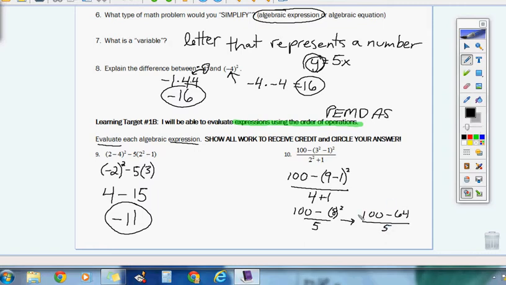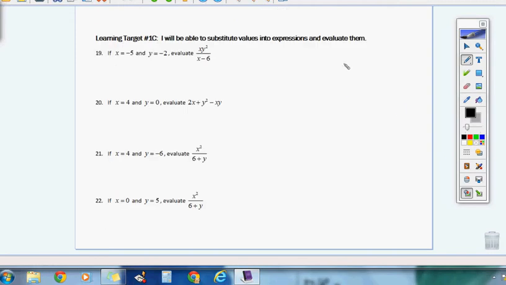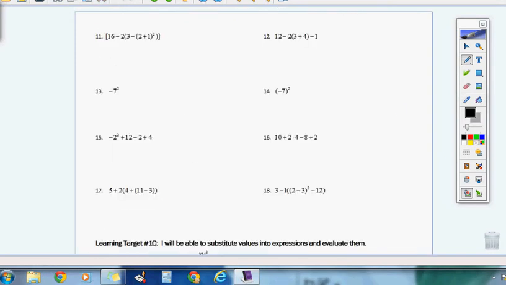And I want to keep going on the top. I'm running out of room here on the sheet, but that would be 36 over 5. And that does not simplify at all there. So I'm actually just going to call that my final answer, and that is not an integer answer. Okay? All right, looking on to the next learning target here.